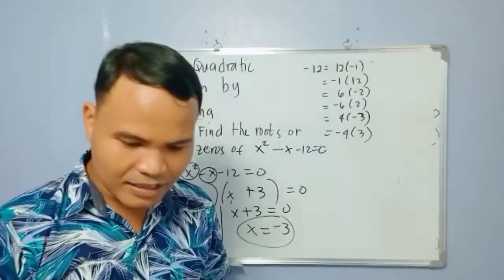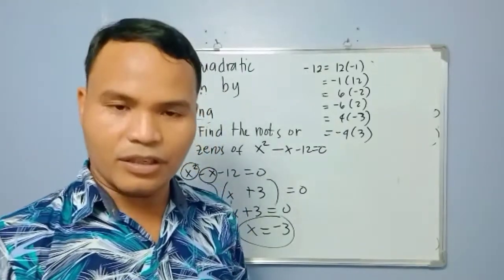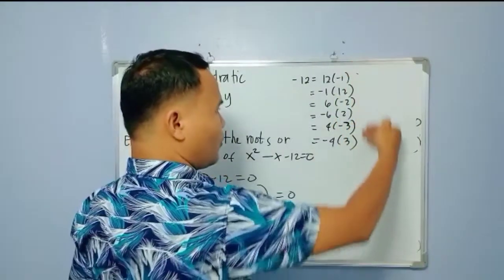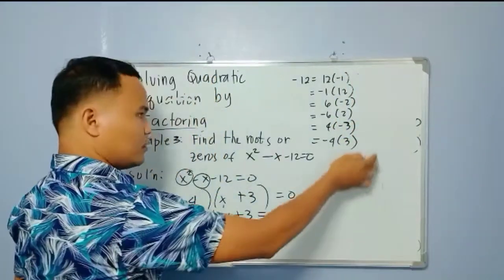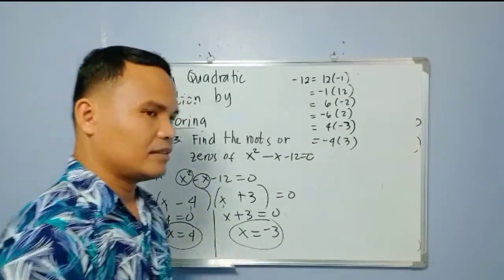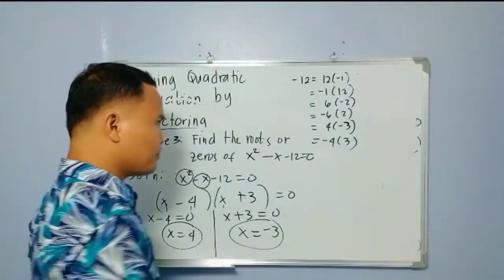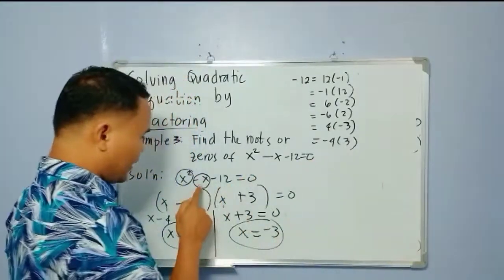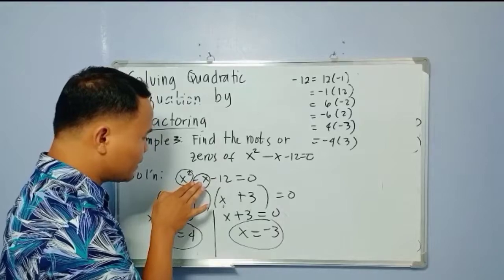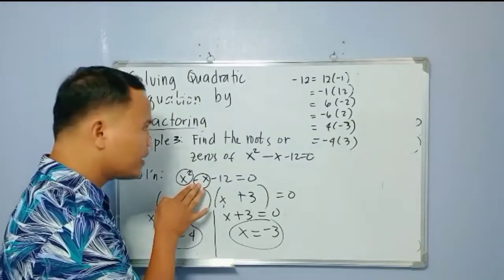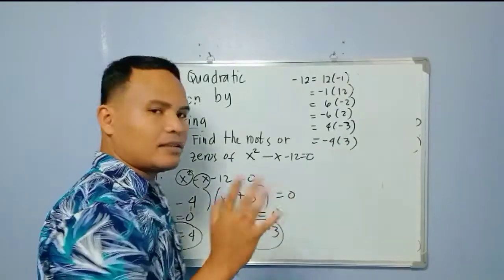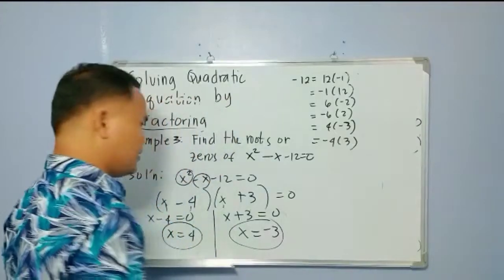Okay, let us have a shortcut. Let us now observe, among these 6 factors, why I chose directly negative 4 and 3. There is a relationship between the factors of the constant term and the coefficient of the linear term. The coefficient of the linear term here is negative 1. So you are going to find factors of the constant term whose sum is negative 1.